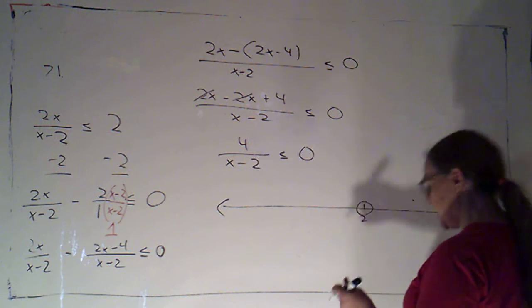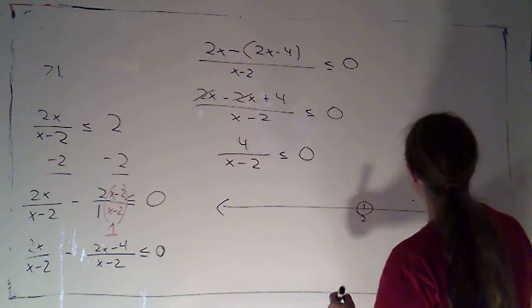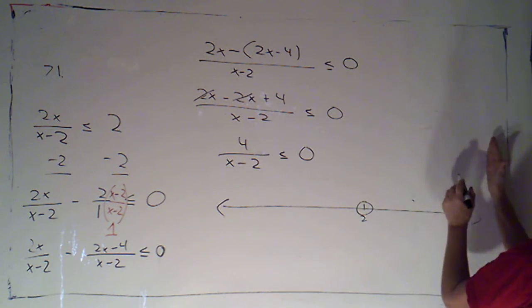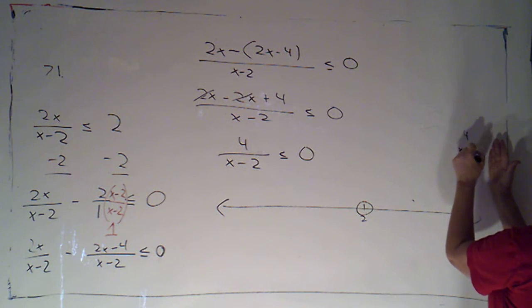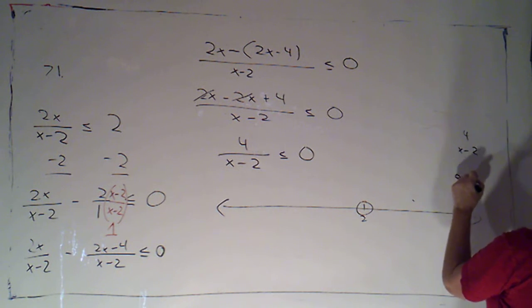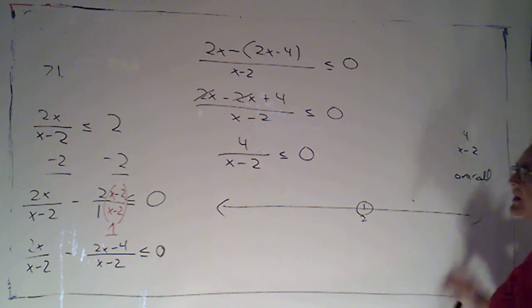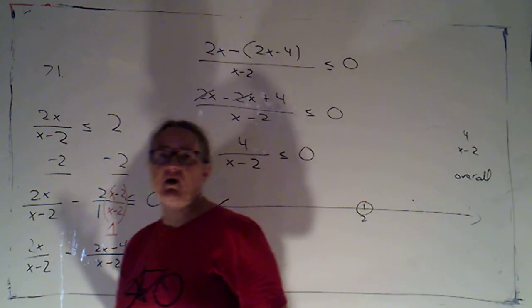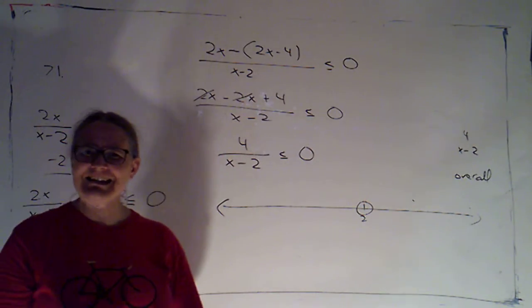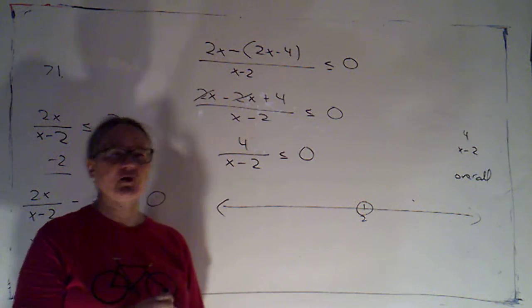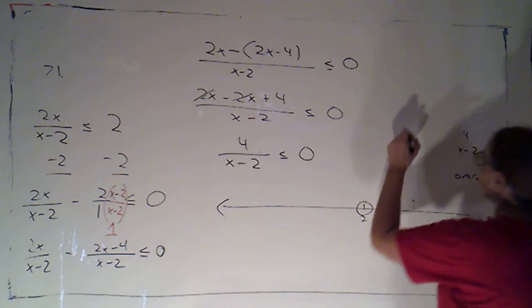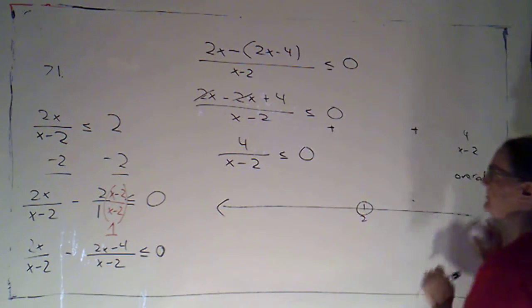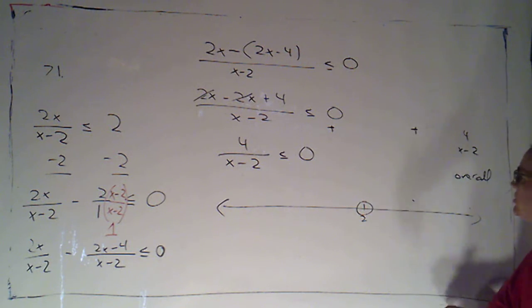I'm just going to write them on this side here. I've got 4, x minus 2, and then the overall sign. I'm doing that because it's possible I could have a constant that was always negative, and then it's really easy to forget to record that. So I'm just going to record 4 is always positive. I'm concerned about the sign of x minus 2.